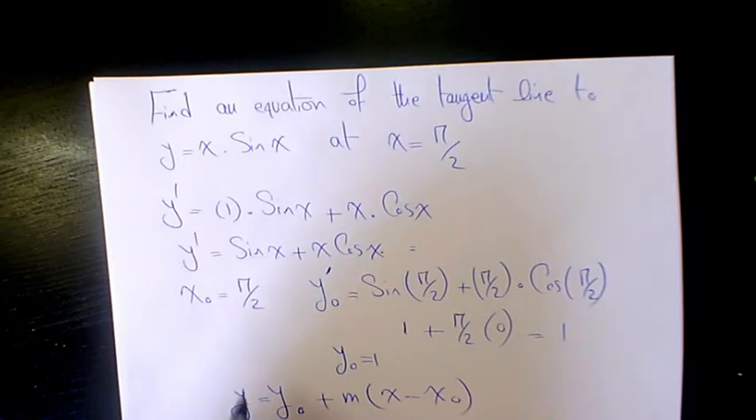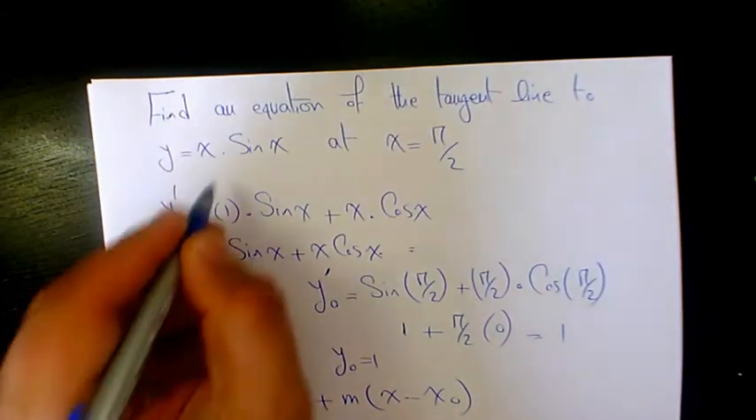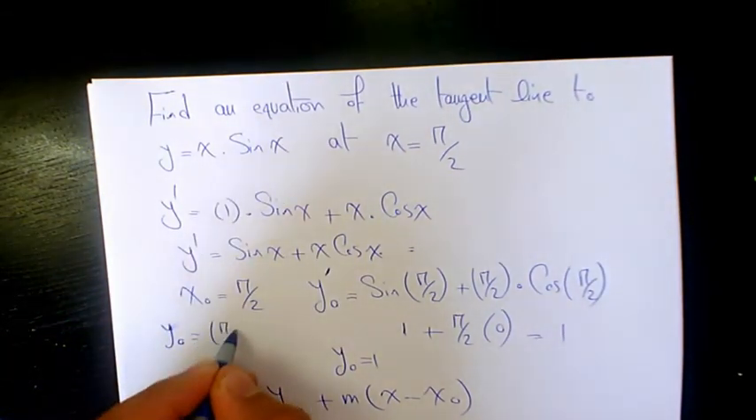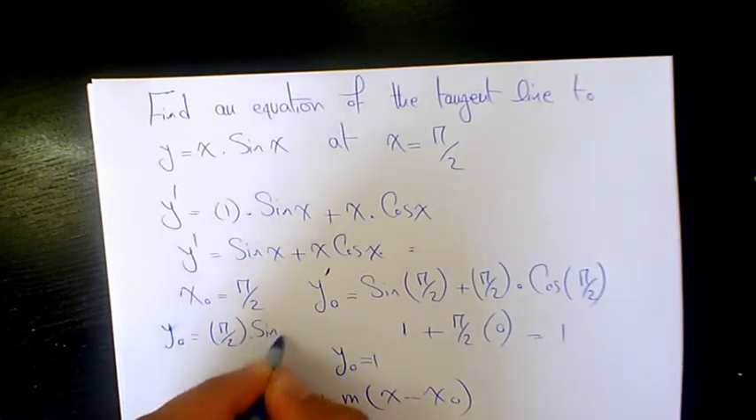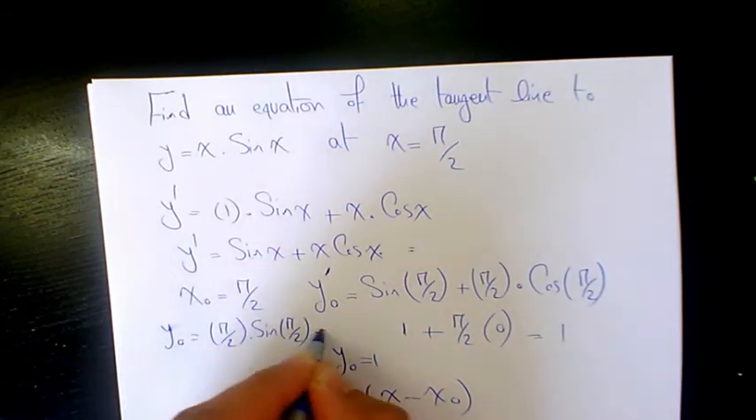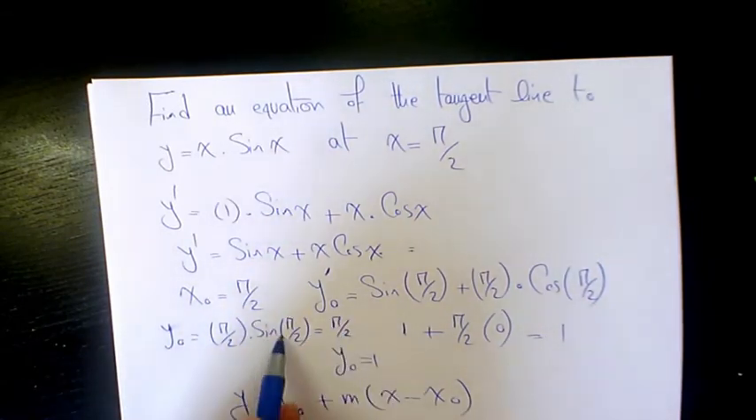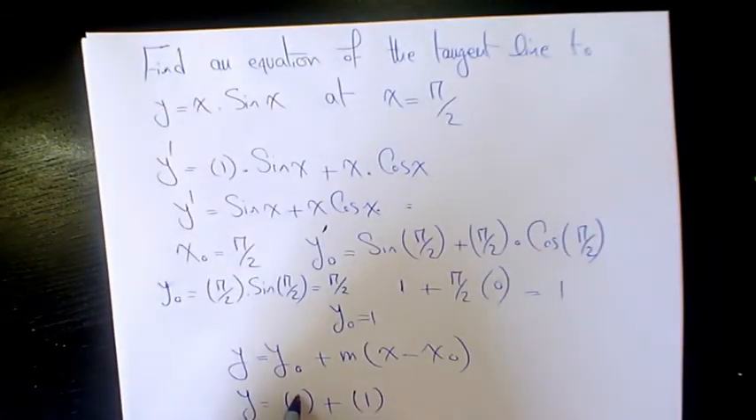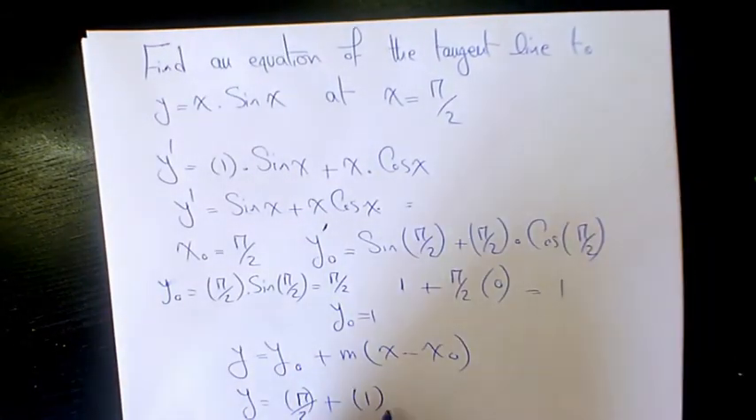Y prime, I didn't calculate it. Y prime is going to be sine x plus x cosine x. It's going to be pi over 2 times sine pi over 2, which is going to be just pi over 2 because sine pi over 2 is 1. So this one was pi over 2 plus 1 times x minus pi over 2.